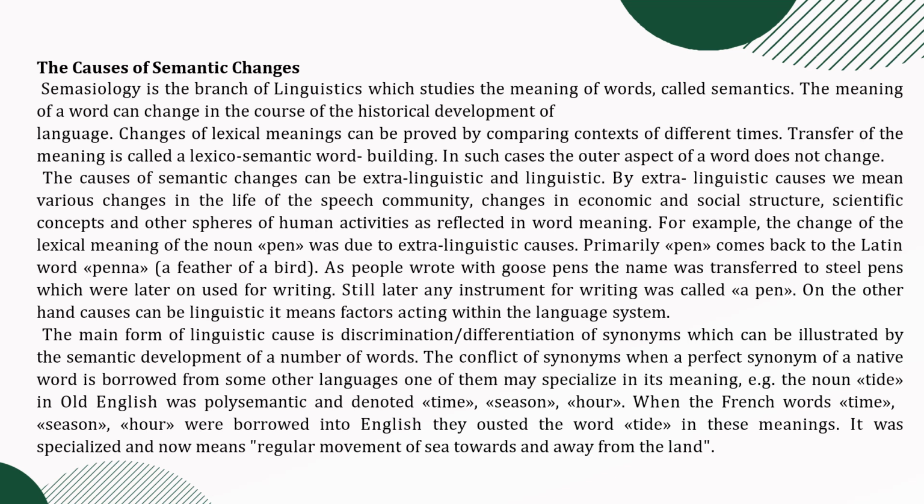By extralinguistic causes, we mean various changes in the life of the speech community, changes in economic and social structure, scientific concepts, and other spheres of human activities as reflected in word meaning. For example, the change of the lexical meaning of the noun pen was due to extralinguistic causes. Primarily, pen comes back to the Latin word penna, which means a feather of a bird. As people wrote with goose pens, the name was transferred to steel pens, which were later on used for writing. Still later, any instrument for writing was called a pen.